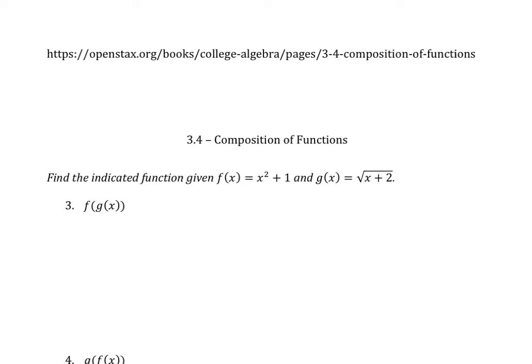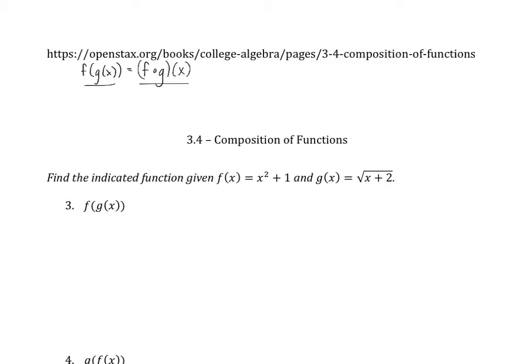So we're asked to find this. This is the same as this, f of g of x. So we're reading this, f of g of x. These two things mean the same thing. They're just written in a different way, but they both mean a composition of functions.